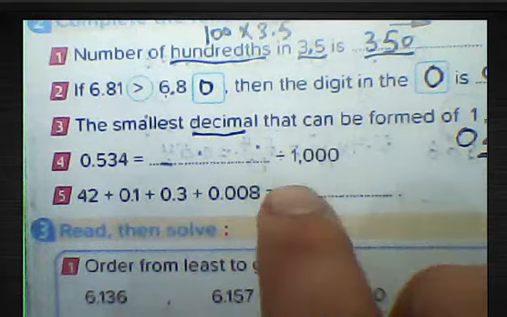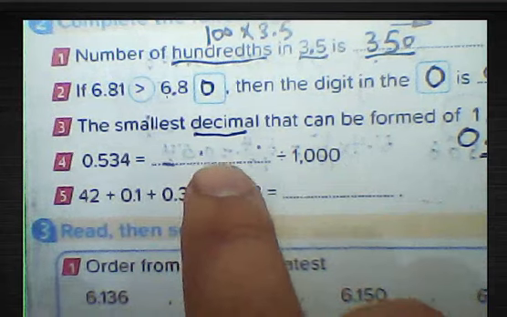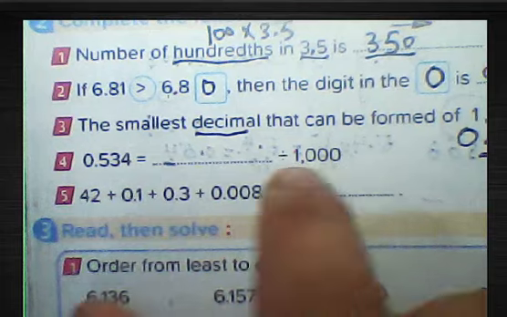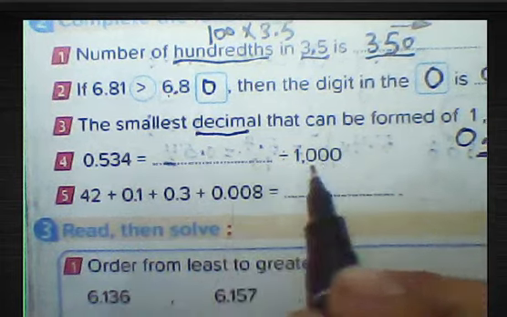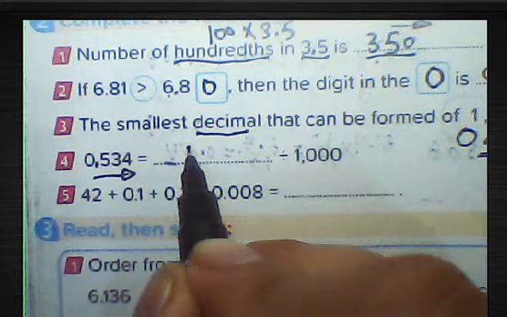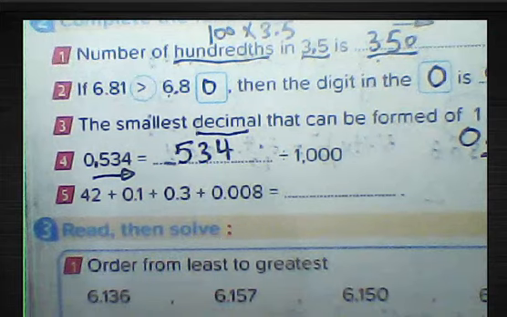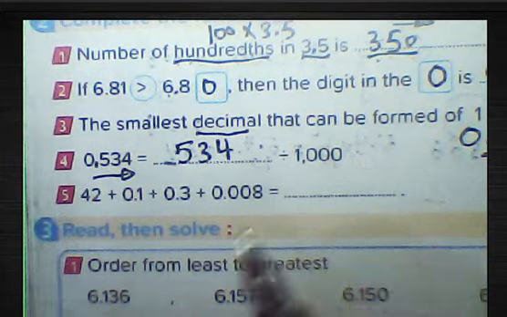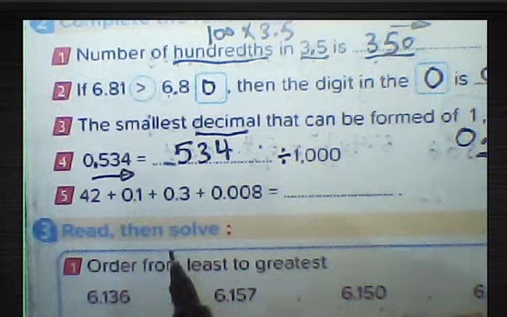0.534 equals space divided by 1,000. You want to find here the dividend. To find the dividend, multiply the divisor by the quotient. 0.534 times 1,000. You must move the point to right hand side by 3 digits. It will be 5 and 3 and 4. It will be 534. Understood? 534 divided by 1,000, it will be 0.534.